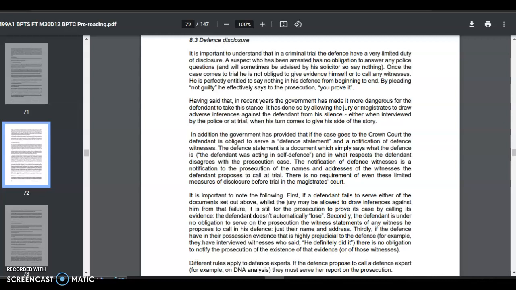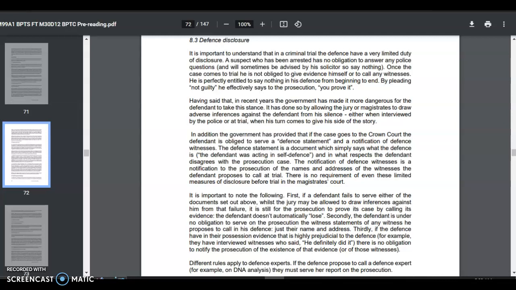It is important to note the following: if the defendant fails to serve either of the documents set out above, the jury may be allowed to draw inferences against him from that failure, but it is still for the prosecution to prove its case by calling its evidence. The defendant does not automatically lose. So even if the defendant does not provide the defense statement, he does not become convicted at once, and the prosecution still has to prove the case against him.